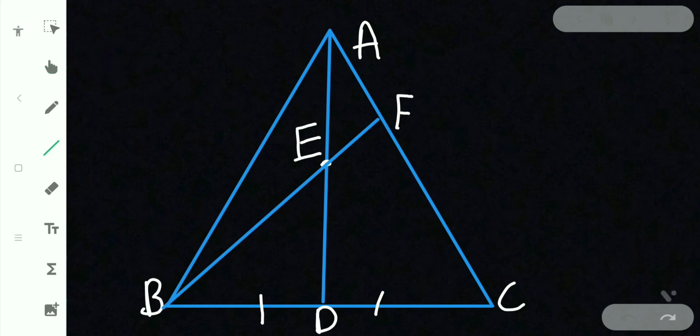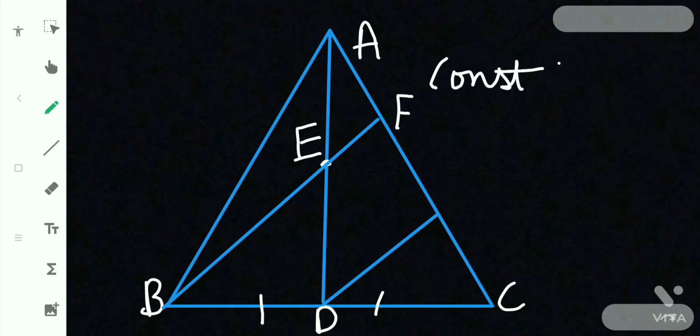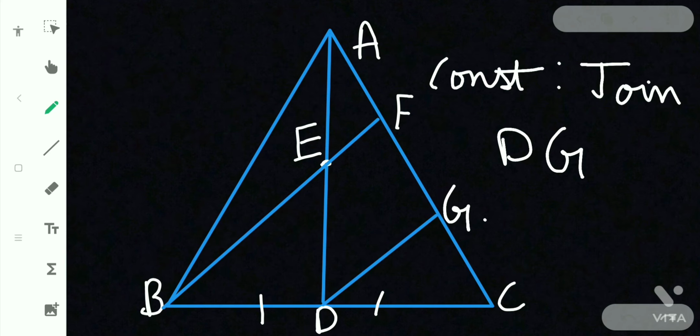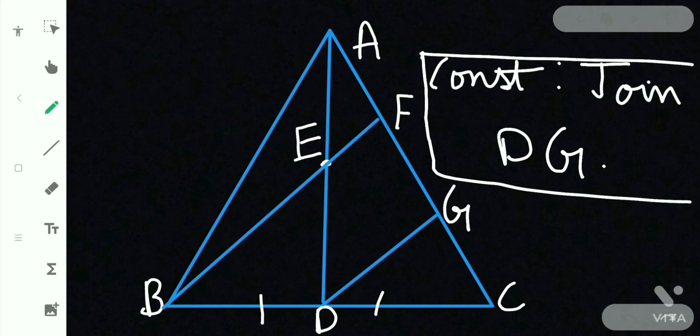Now for that, we'll do a small construction. Construction is: join DG. Let us name it as G. Join DG and join DC parallel to BE. Let us draw a line that is parallel to BE.